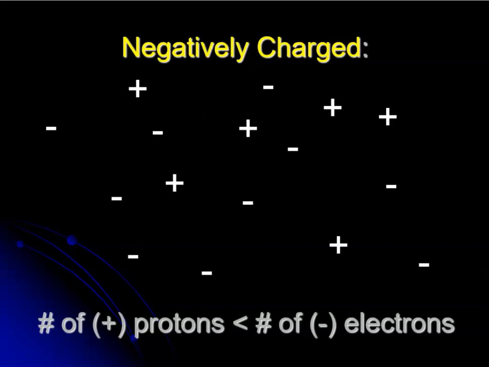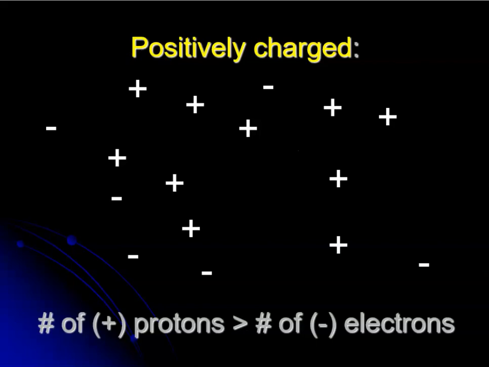When we say something is negatively charged, it doesn't mean that there's only negative electrons. It just means that the number of protons, the positive charges, is less than the number of our negative electrons. And if something is positively charged, again, it doesn't mean that there aren't any electrons. It just means that there's more positive protons than negative electrons.